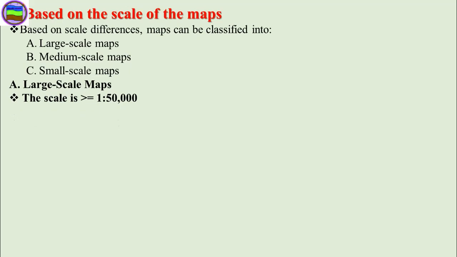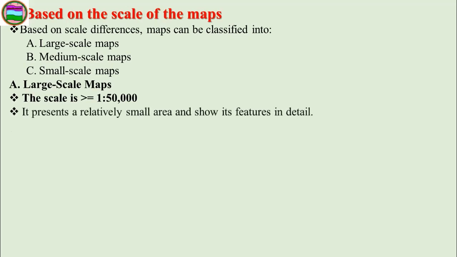The scale is greater than or equal to 1:50,000. So this is the large scale map. For example, 1:40,000, 30,000, 20,000, something like that. Then this is considered a large scale map.